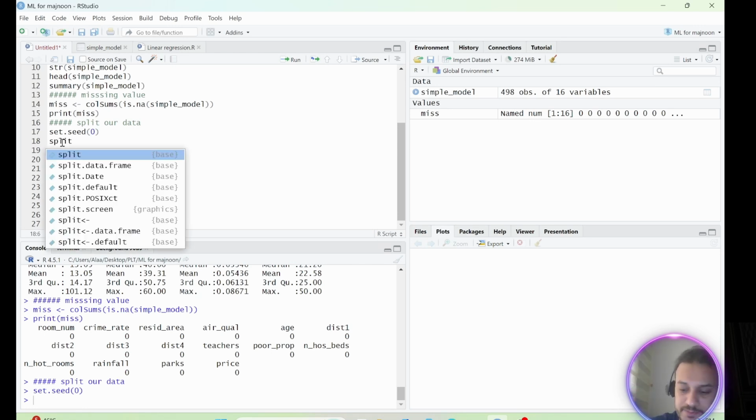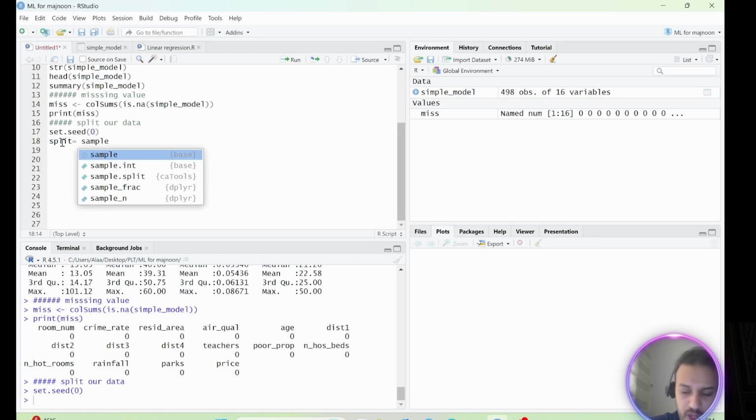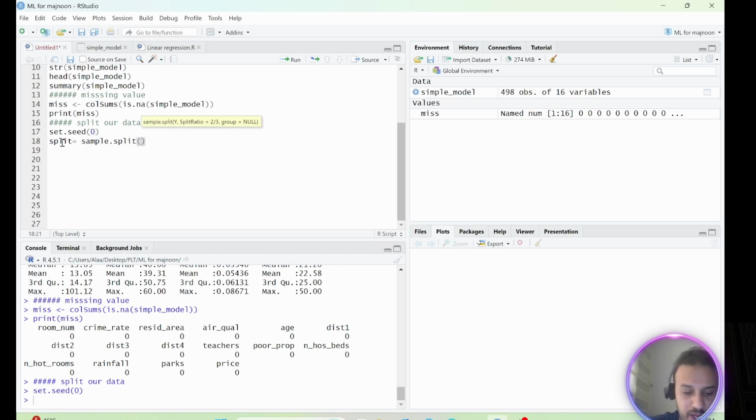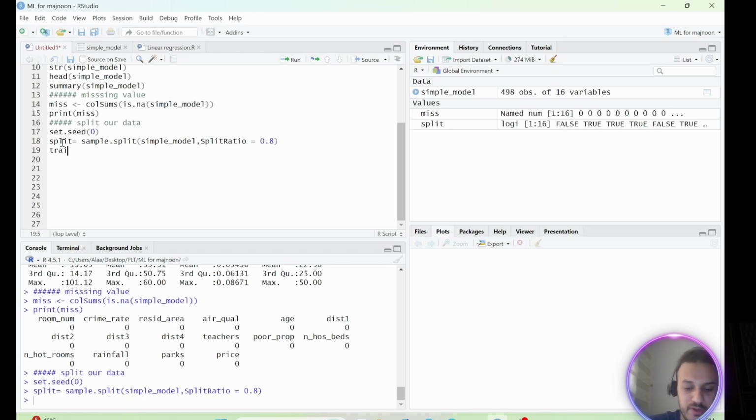So split equal to sample.split, and I have to put my sample model data, and in here I have to give it the data. I have to give it the split ratio. Split ratio equal to 0.8, and run this one. And then I have to give it my train data. So my train data equal to subset sample data. I have to give it my sample model data, and then split is equal to true.